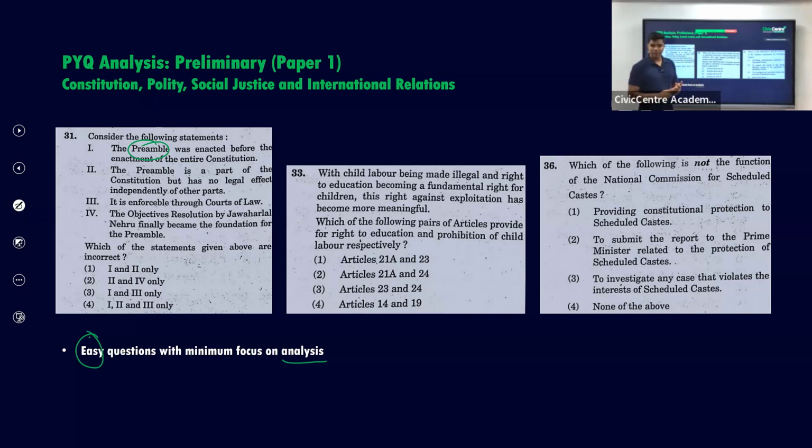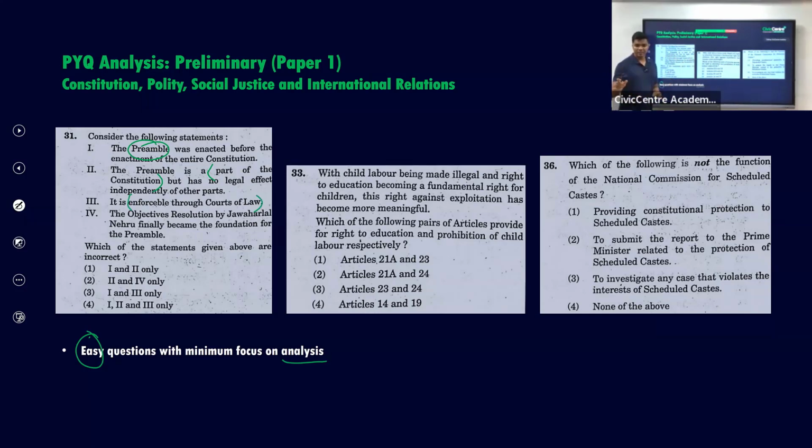So there are 2 dates coming to the Constitution: adopted date and came into force. You should know that. You should know when the preamble was enacted, before the Constitution or after it. Second, is it part of the Constitution? If you read the basics, you will understand. Third, is it enforceable in the court of law?